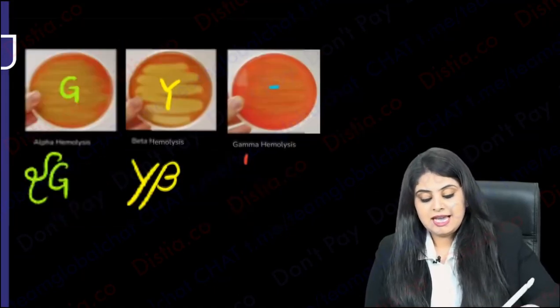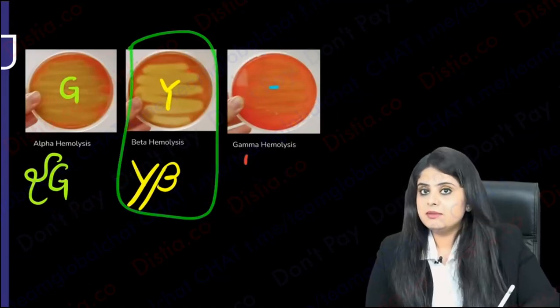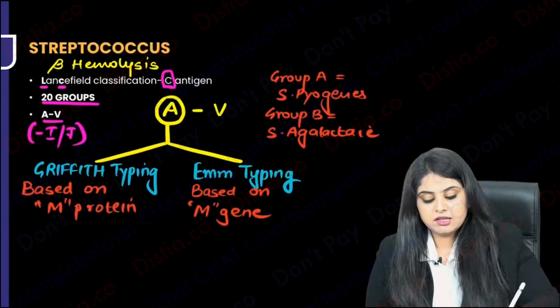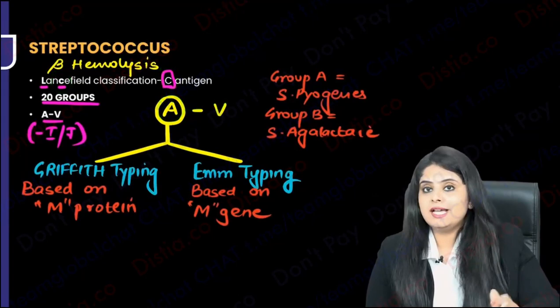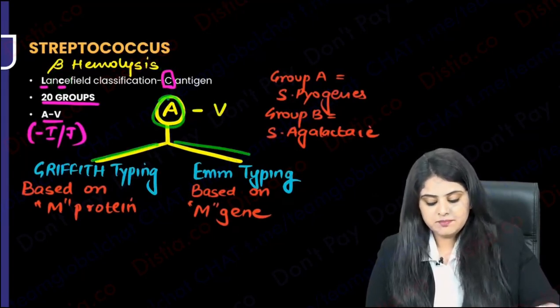So repeating, Lancefield is applicable only to beta hemolytic, and under beta hemolytic, what is the classification? It is based on the C antigen. 20 groups from A to V, no I and J. A is divided into Griffith and M typing.